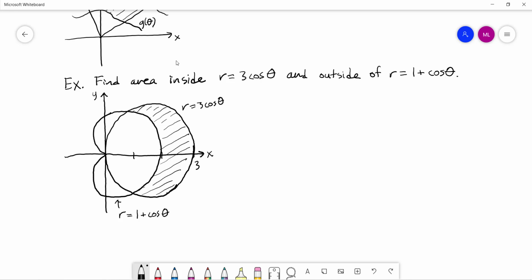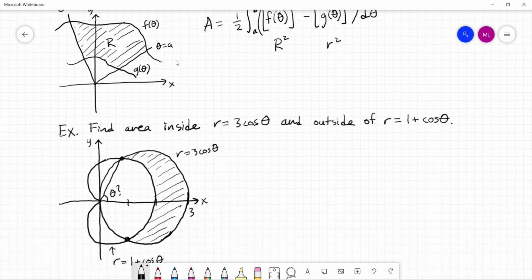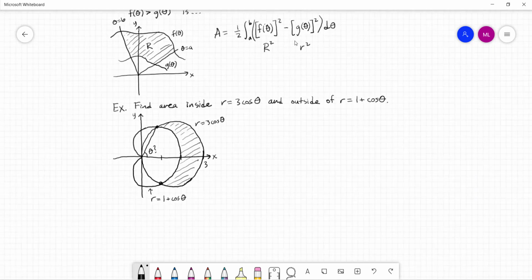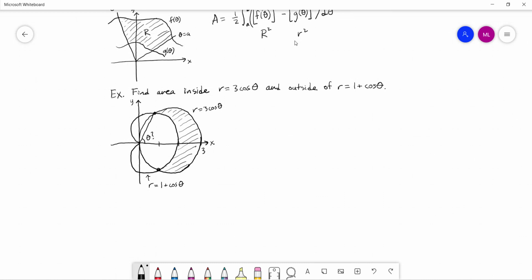The first thing I need to do is figure out where these intersections occur. And what I need to figure out is not the actual xy coordinates, but this angle theta of where that occurs. What angle does that occur at? Because that's the information we need. That's the parameter we need to do our integration. So where do they intersect? We set them equal to each other. So find the intersections first.